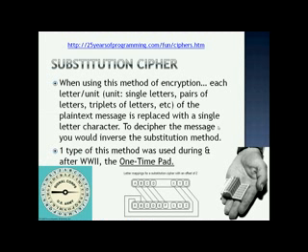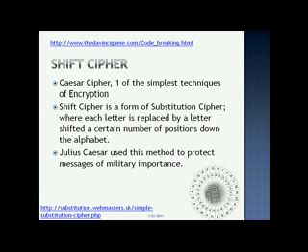Going back to PowerPoint, now we're going to look at shift ciphering. Shift ciphering is another method of cryptography. Julius Caesar used this method to protect messages of military importance. Shift ciphering is a form of substitution cipher where each letter is replaced by a letter shifted a certain number of positions down the alphabet. So we are going to go to this site to see an example of shift ciphering.